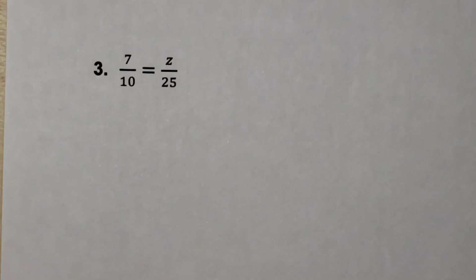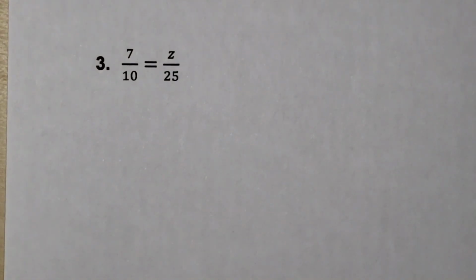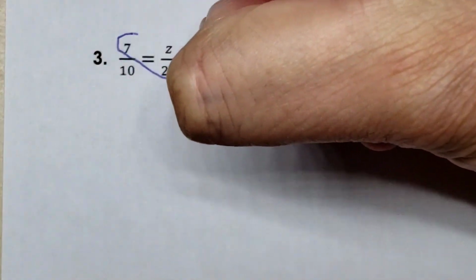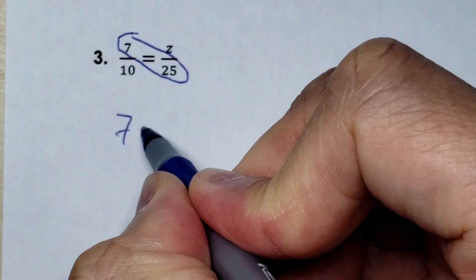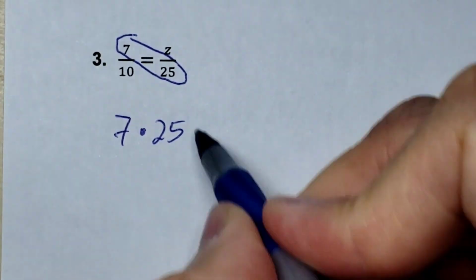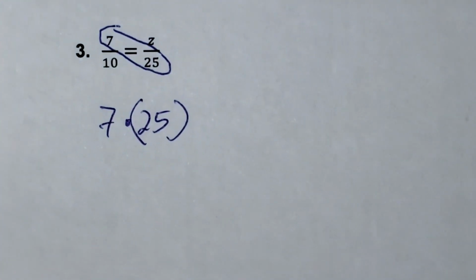Or is number 3? Okay, here you go. 7 over 10 is equal to z over 25. Now, let's try to use cross product. Again, from the name itself, cross product, we multiply 7 and 25. So 7 times 25, or I can use this parentheses, make it easier.